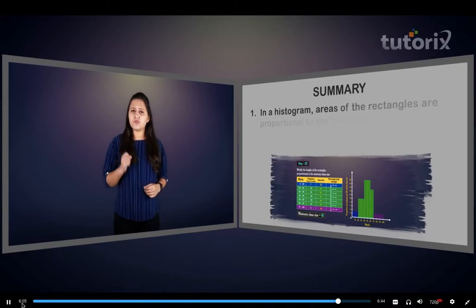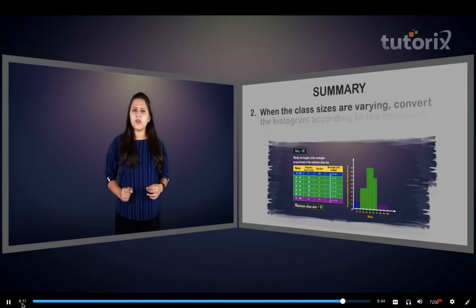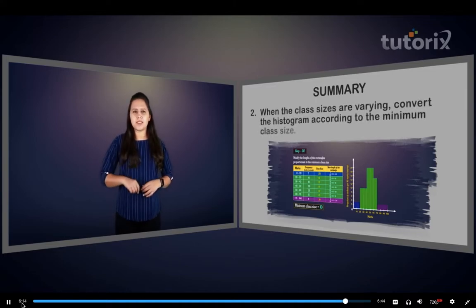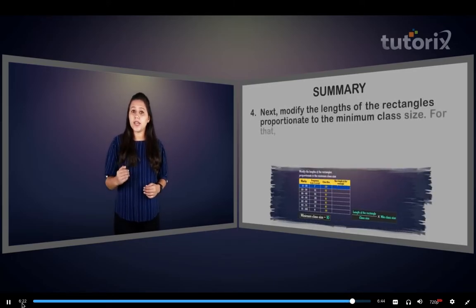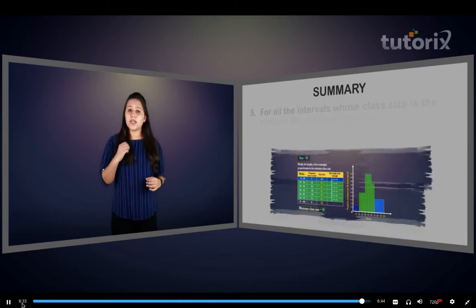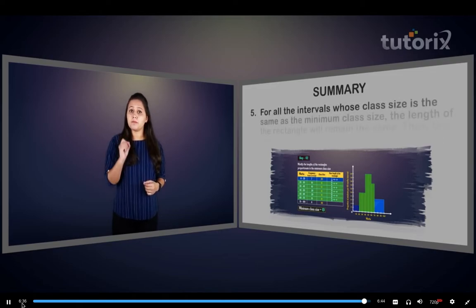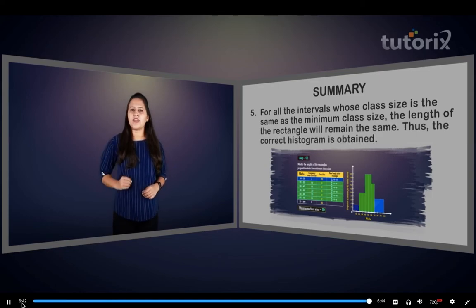Now, let's do a quick recap. Histogram, areas of rectangles are proportional to the frequencies. When the class sizes are varying, convert the histogram according to the minimum class size. For that, firstly select a class interval with the minimum class size. Next, modify the length of the rectangle proportionate to the minimum class size. For that, divide the length of the rectangle by class size and multiply it by the minimum class size. For all the intervals whose class size is the same as the minimum class size, the length of the rectangle will remain the same. Thus, the correct histogram is obtained.